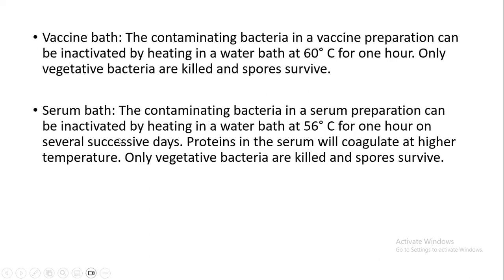Then we have the serum bath. This is for decontamination of serum, which is used. A water bath at 56 degrees Celsius for 1 hour is commonly used for several successive days. Here we are using a low temperature again, not too high, because we don't want to inactivate the proteins. Again, only the vegetative cells are killed while the spores will survive.